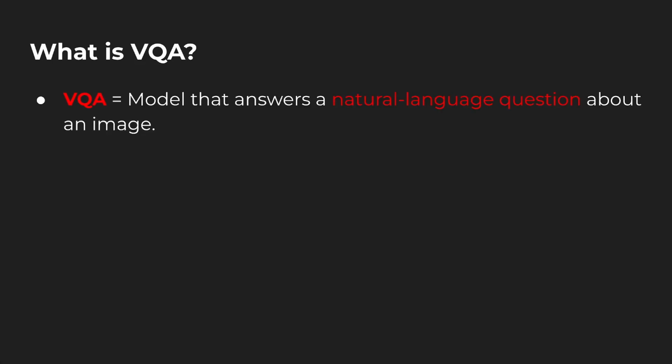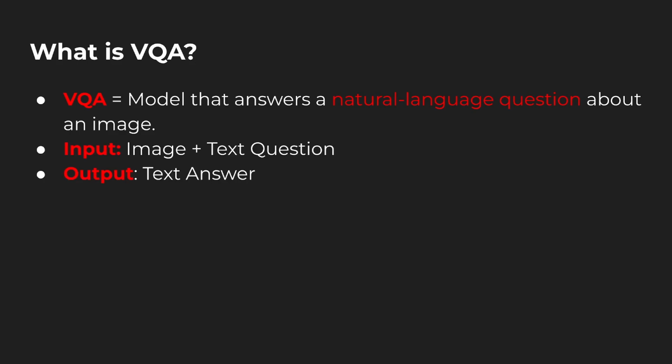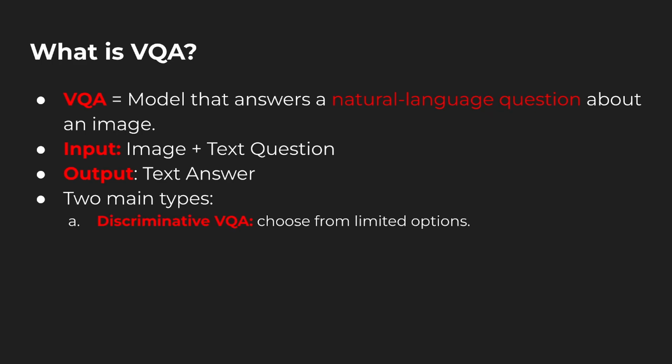So, what exactly is VQA, or visual question answering? At its core, it's a deep learning model that takes an image and a question about it and produces an answer. There are two main types of VQA. First is discriminative VQA. Here it outputs from a set of fixed options, so it's more like a classification problem. Second is generative VQA. It's much more flexible and produces free-form, human-like answers.